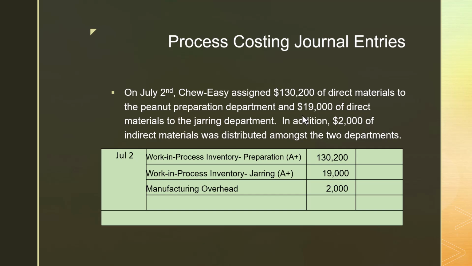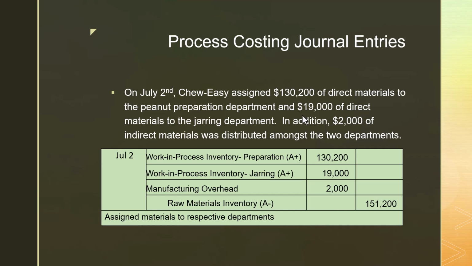So now I have all my debits. What's my credit going to be to? Well, what account did it come out of? It came out of raw materials inventory. So we would have a credit to raw materials inventory for the total amount that came out of all of these different things, the total amount that went to the preparation department and the jarring department, and the total amount of indirect materials used. And raw materials inventory gets credited for $151,200 to reduce that account in this entry where we assigned material costs to the respective departments during the period.